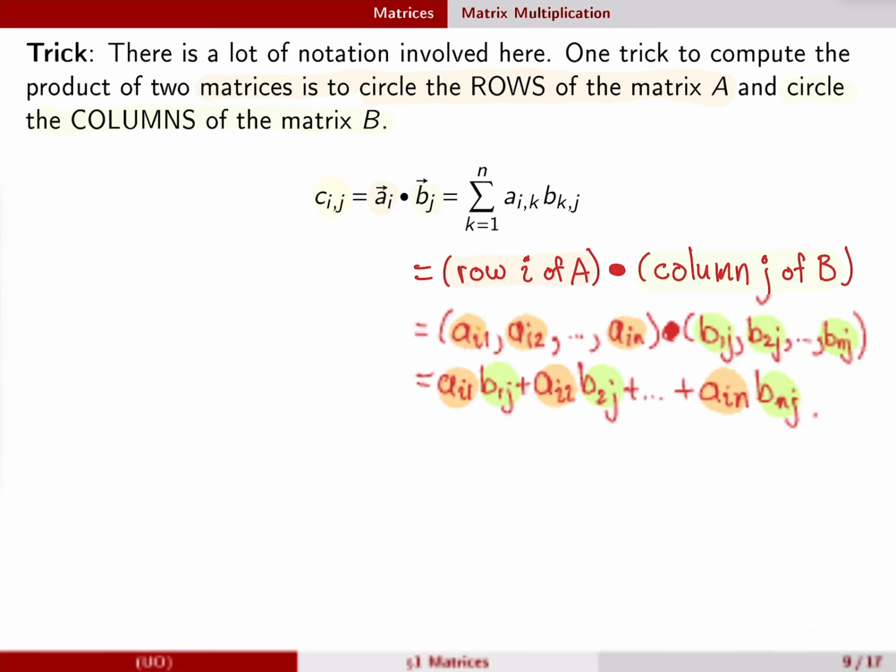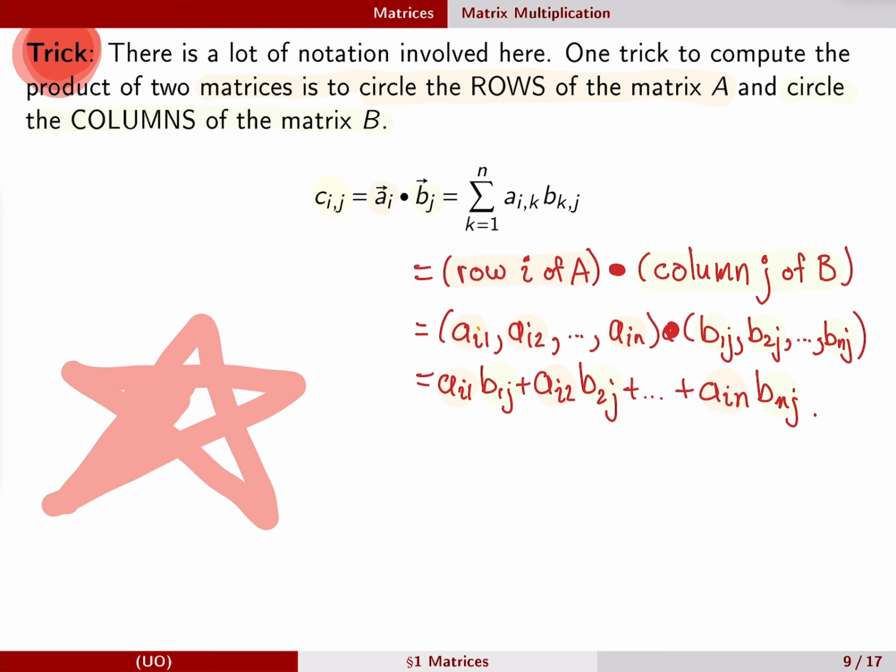Just one small remark before jumping into examples. The trick I'm going to use all the time, every time I want to multiply A times B, where the number of columns of A is the same as the number of rows of B, is that for the first matrix on the left, typically A, I will always circle the rows of the left matrix A, and I will circle the columns of the matrix B. And again, C_ij, being the dot product between the ith row and the jth column, is the following: you extract row i of A and you do the dot product with column j.